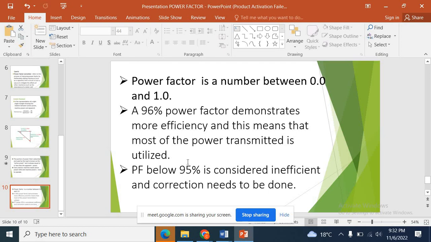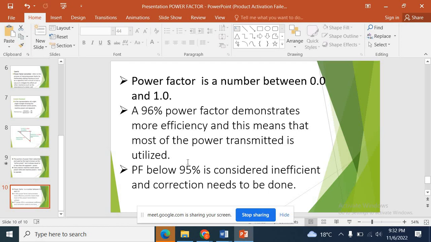When it's near 1, it means that there is more efficiency in that power system. In other words, the power transmitted is utilized maximally. And when the power factor is less than 1, leaning towards the zero side, it means that the power system is inefficient and it needs some improvement. It means there is much power loss which needs to be rectified.